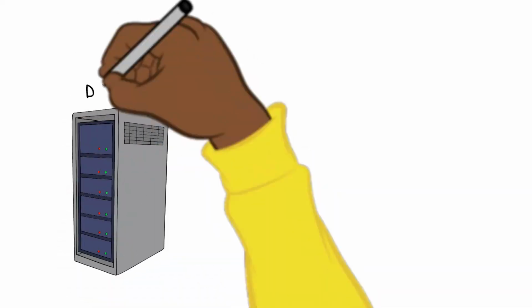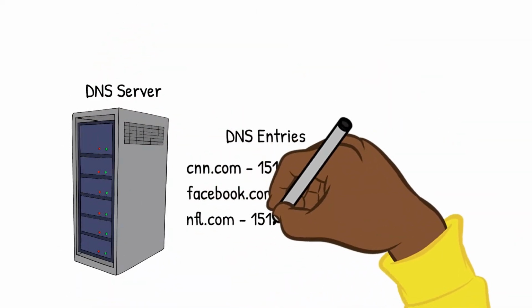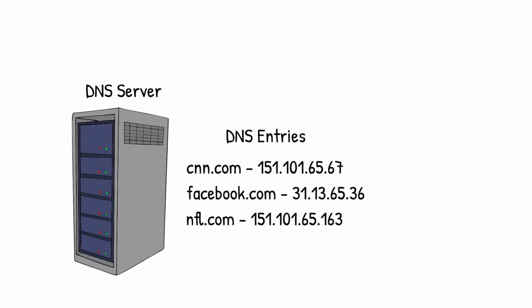Now, oftentimes a computer will check its local DNS cache and won't see an entry for the domain in question. This is when it needs to reach out to a device on the network called the DNS server. Now, the DNS server will contain hundreds and possibly thousands of DNS entries, which will include the domain names and IP addresses mapped to them. So all your computer has to do is ask the DNS server for the IP address of the domain, and if the server has an entry for that domain, it will give your computer the IP address.